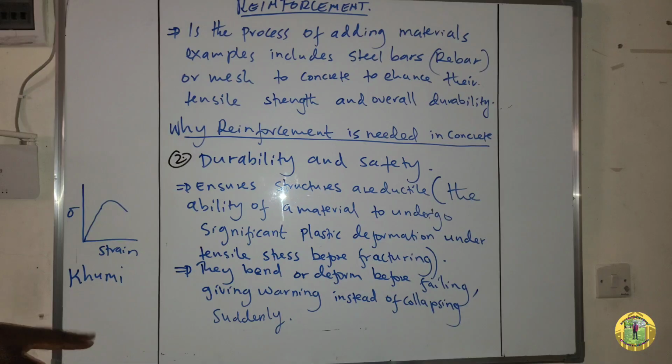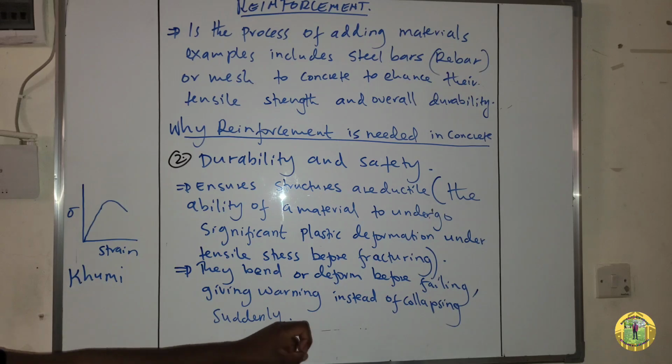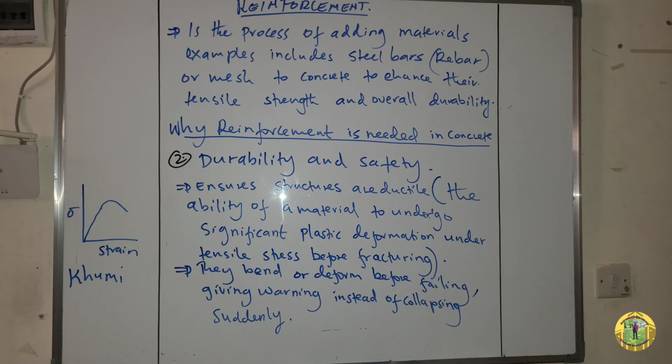So they bend or deform before failing. Reinforcement bends or deforms before failing, giving warning instead of collapsing suddenly. So that is reason number 2. We have so many other reasons, but these two are the most important reasons as to why reinforcement is needed in concrete. So I will proceed to common types of reinforcement materials.